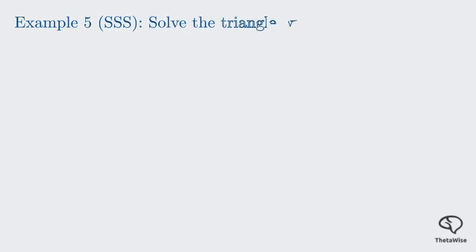Let's do one more example, this time an SSS triangle. Here, we know all three sides and need to find all three angles. Suppose we have a triangle with side A equals 5, side B equals 8, and side C equals 11. We need to find angles A, B, and C. Since we don't have any angles, we must start with the law of cosines. Let's find angle A first.